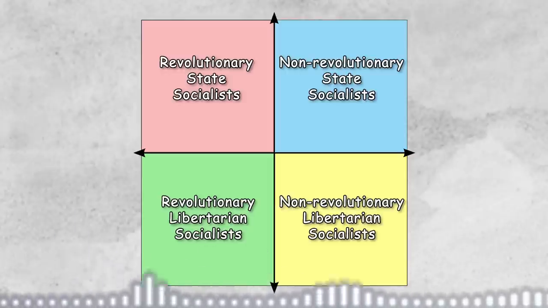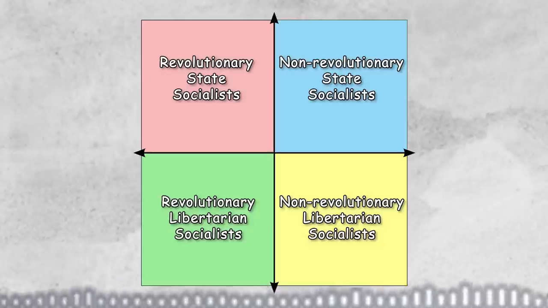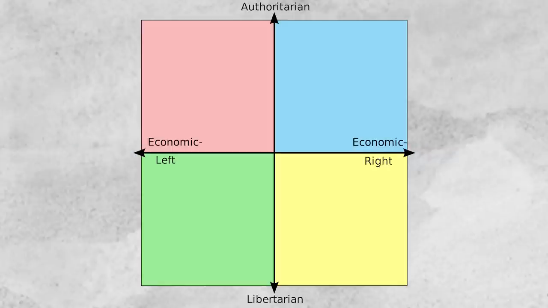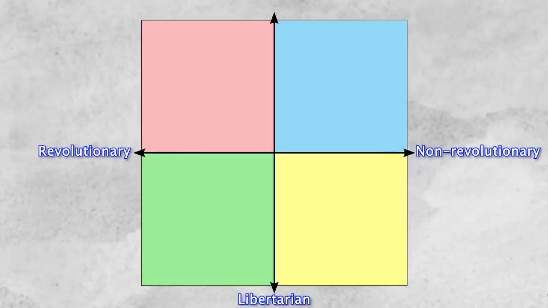So, my dear viewer, those are the four quadrants of the socialist political compass, and we can also label the axes of the compass. For the horizontal axis, on the left is revolutionary, and on the right is non-revolutionary. For the vertical axis, we'll keep the same labels as the original political compass. Below is libertarian, and above is authoritarian.